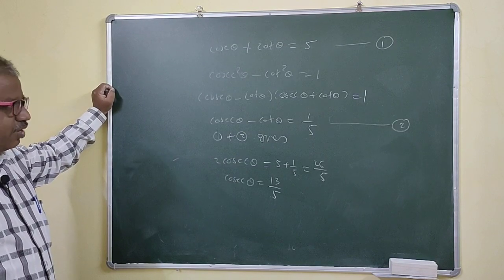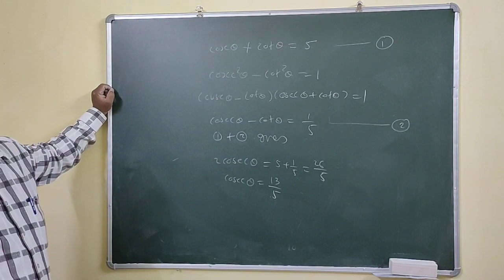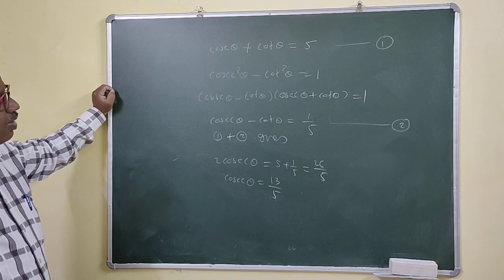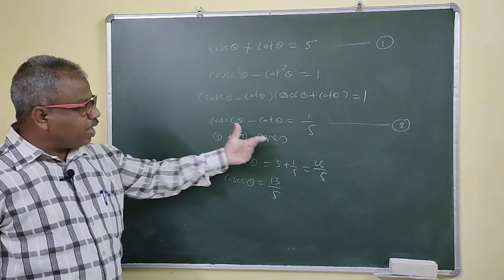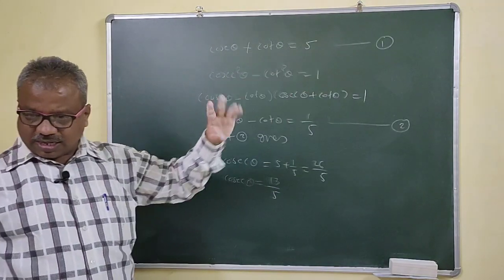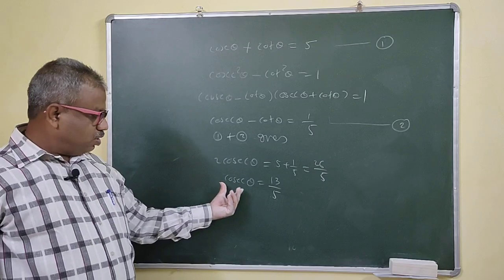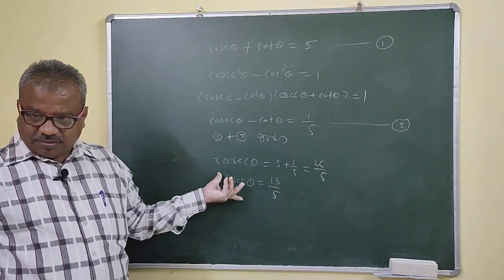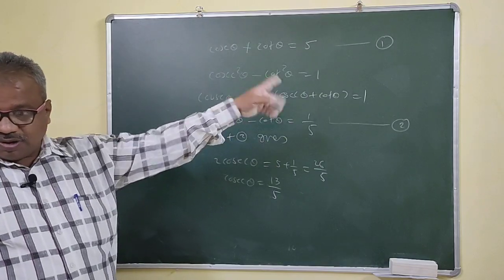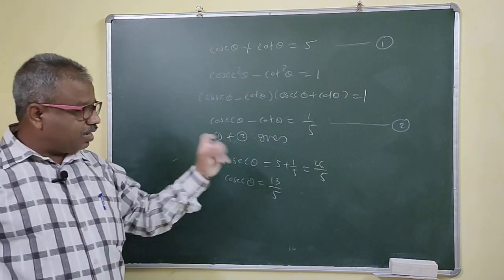So with the cosec theta you get the value of sin theta, but that we don't want. You want the value of cos theta now. If you want only the value of sin theta, there's no need to find cot theta. If the problem is to find the value of sin theta, just stop here, because you get cosec theta, so you get sin theta. But the problem is cos theta, so we will find cot theta now.